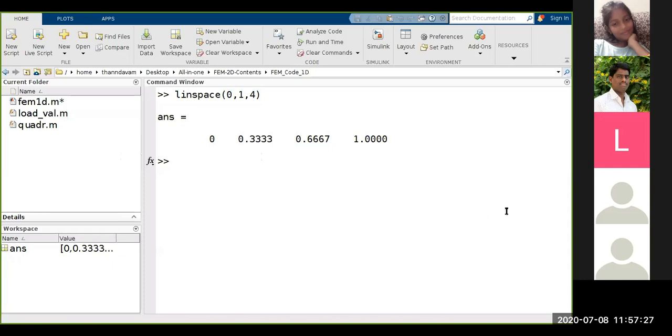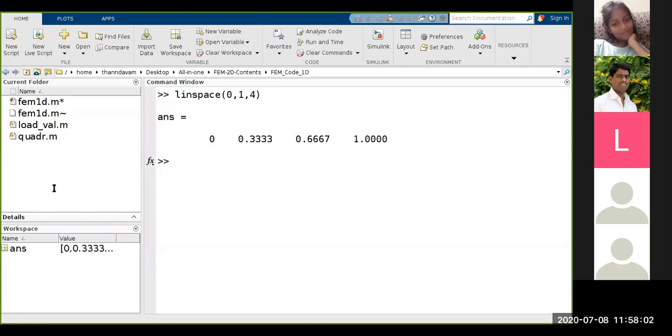Fine. Now, finally, I am assembling the matrices and vectors. So this portion is called the assembling. This is an element. Maybe here we can mention we are varying the element over i. That means it starts from element 1 to element m minus 1.